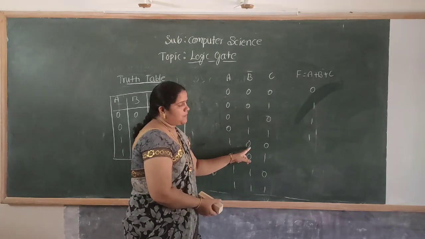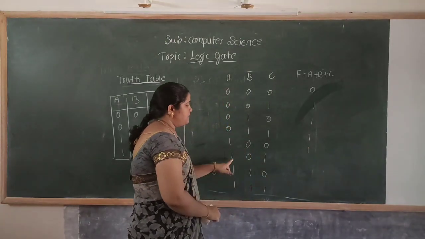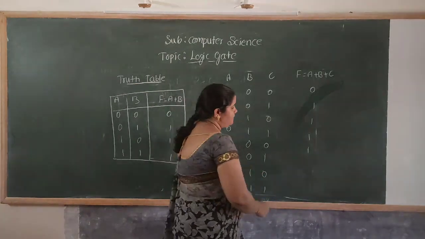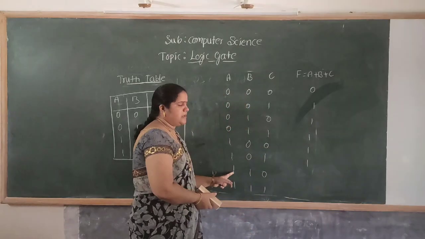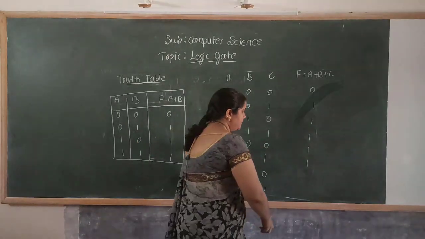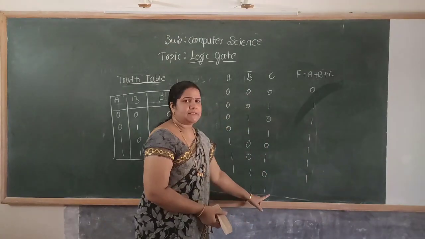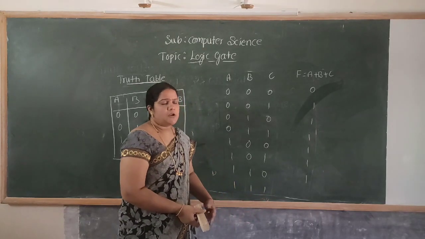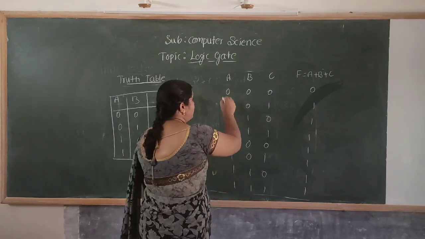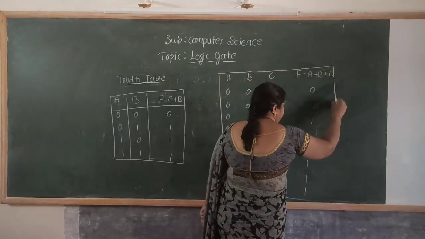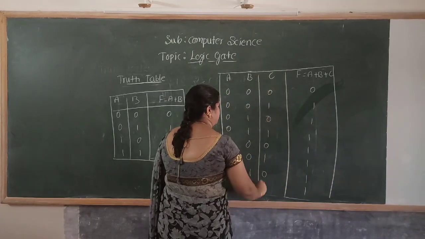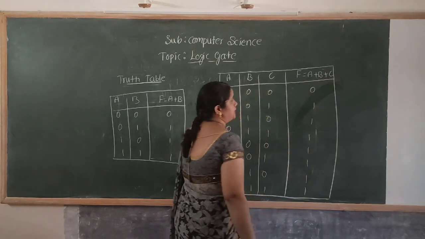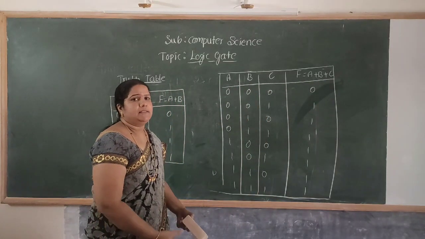Again 1 plus 0 plus 0, 1. 1 plus 0 plus 1, 2 is there. Again, 2 in binary is 1, 0. Again 1 plus 1 plus 0, 1. 1 plus 1 plus 1, 3 is there. 3 in binary is 1, 1. This is the table for the OR gate using 3 inputs.